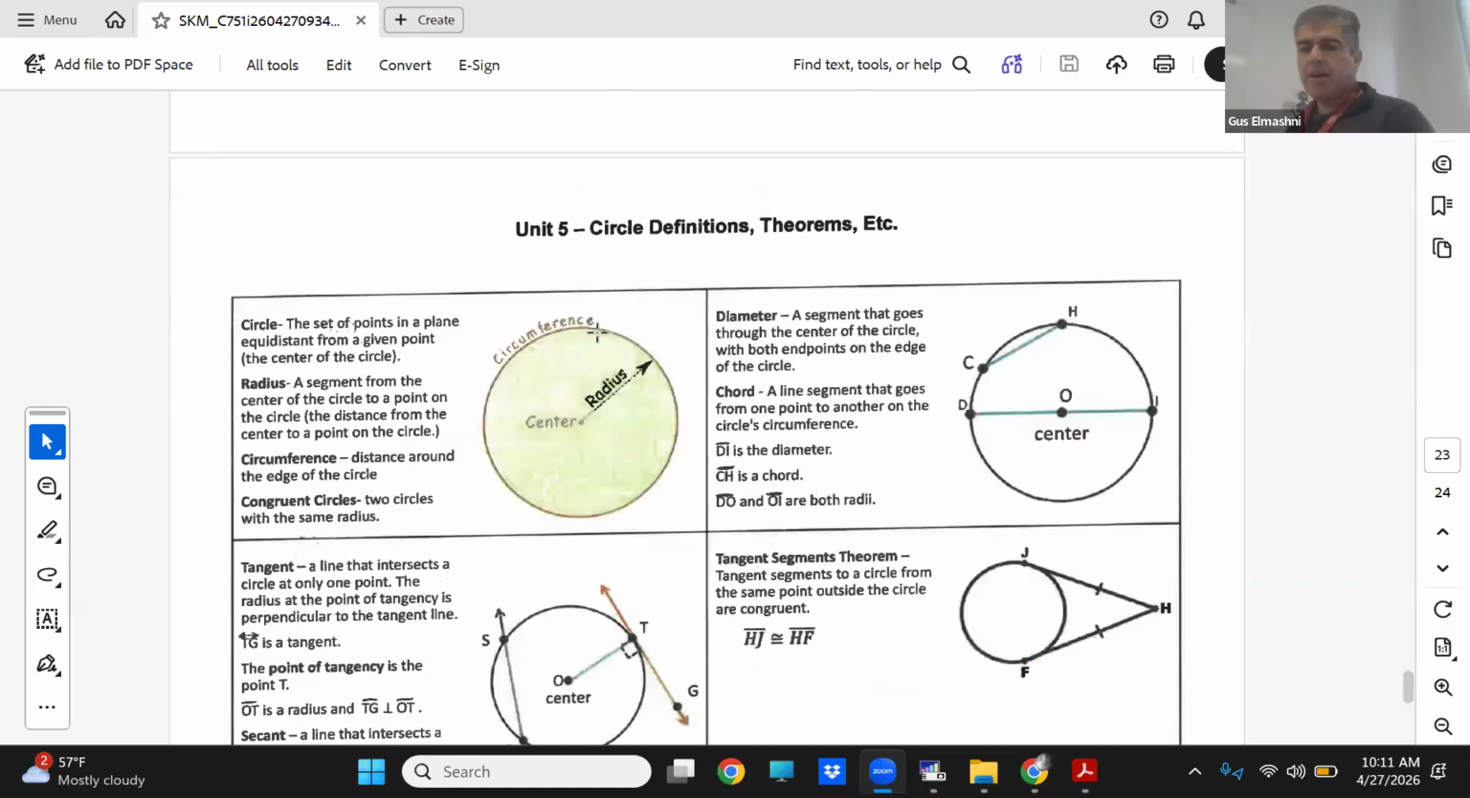Okay, so let's talk about near the end circle definitions, theorems. And just so I give my voice a little bit of break, we'll kind of go around the room. Can you read the box in the upper left corner? Like there's those four definitions in bold.